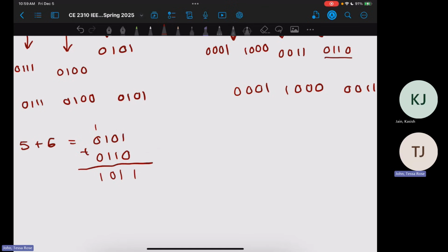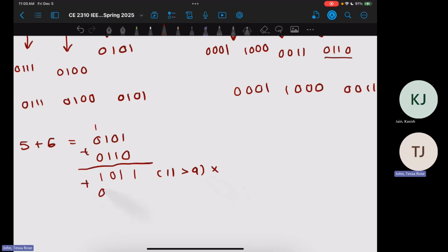Okay, right? So 1011 in decimal. What is 1011 in decimal? You guys know? 10, 11. 11. Good job. So 11 is greater than 9. So that's an invalid number. Okay, if our value is greater than 9, then it's invalid and we have to add 6 to it. Okay, so we're going to add 6 to this.